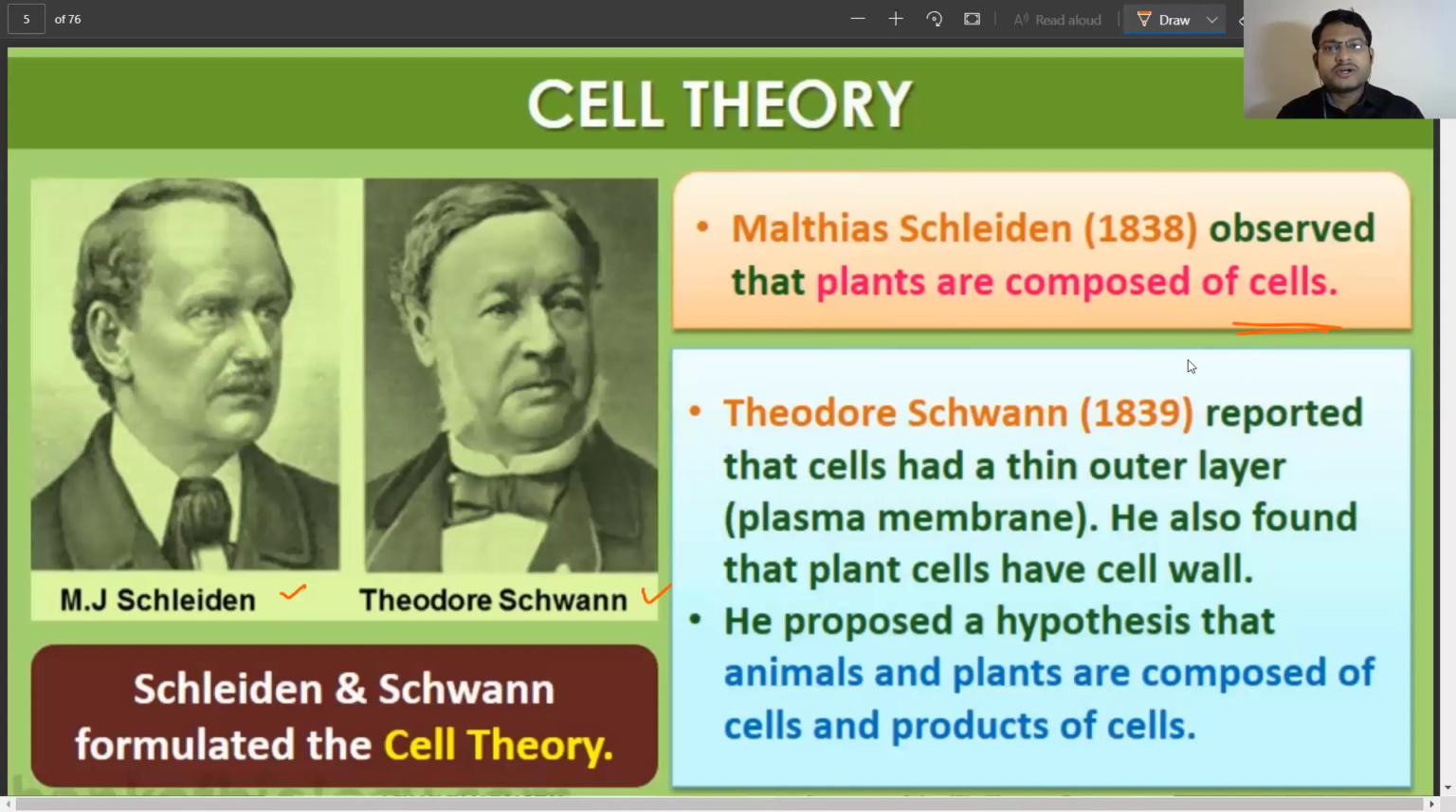Now, Schwann also reported in the case of animal cells that a thin outer layer called the plasma membrane is present, and he also found that there is an additional cell wall found in the plant cells. And Schwann proposed that both plants and animals are composed of cells and are a product of cells.